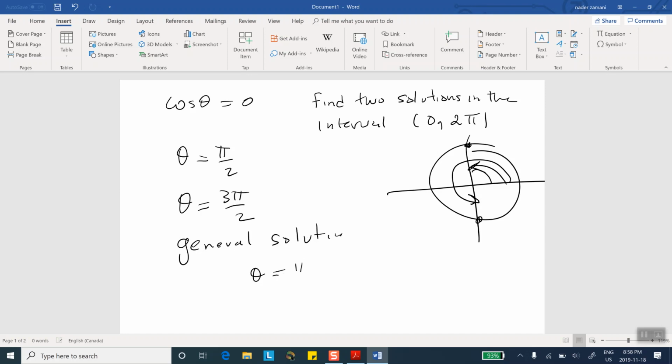theta equal to pi over 2 plus multiples of 2 pi, and theta equal to 3 pi over 2 plus multiples of 2 pi. K equal to 0, plus or minus 1, plus or minus 2, etc.